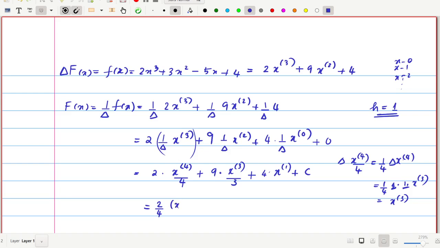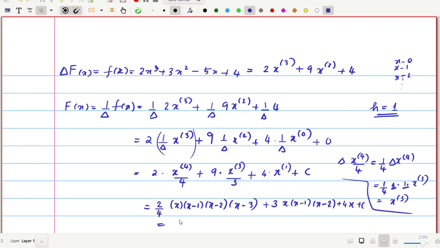Then now you can replace this: 2 by 4 times x^(4). x^(4) will be x times x minus 1 times x minus 2 times x minus 3. So this will be the definition of x^(4). Similarly, 9 by 3, that is 3 times x times x minus 1 times x minus 2, and this will be 4 times x, and c.